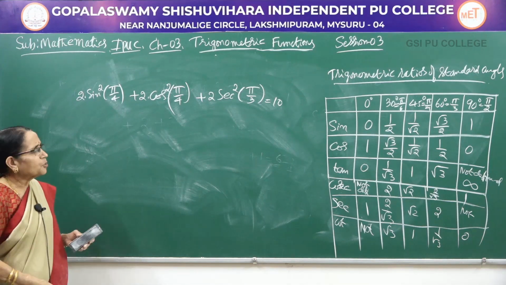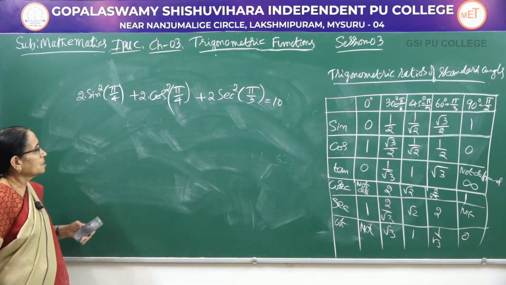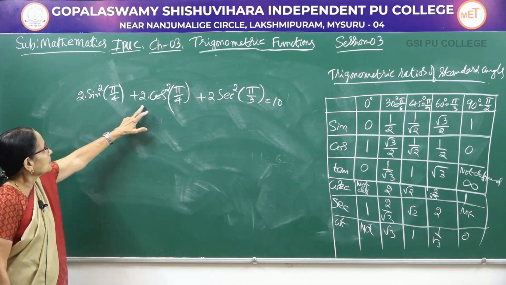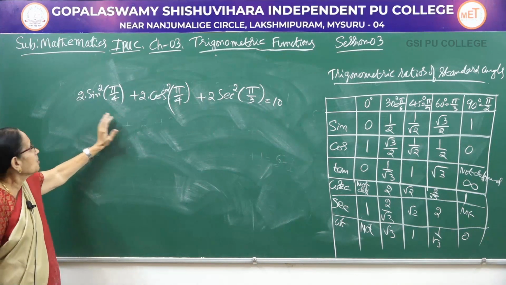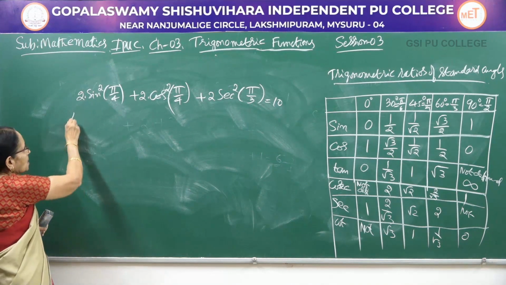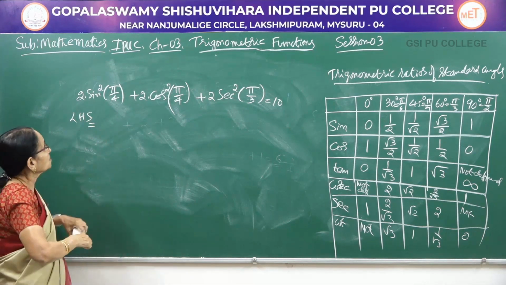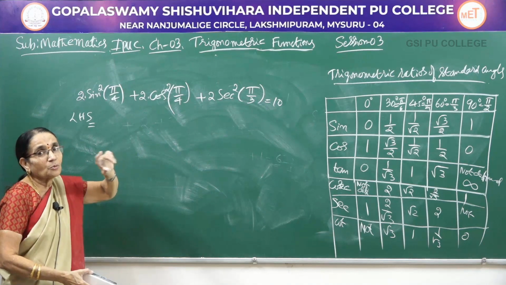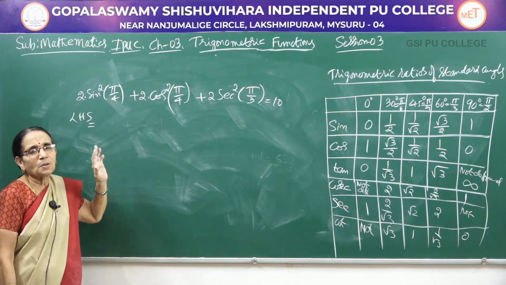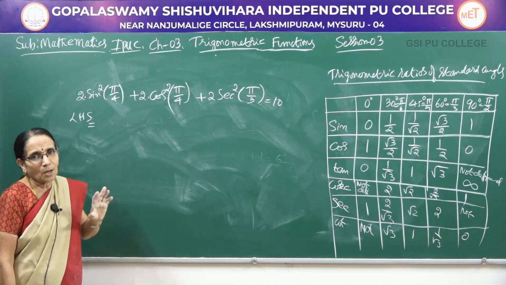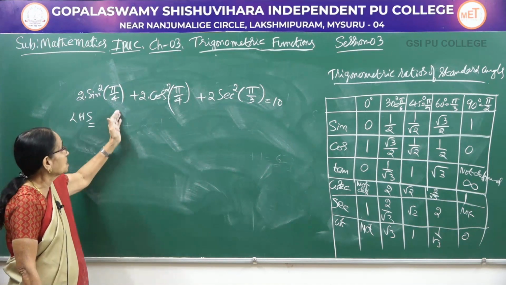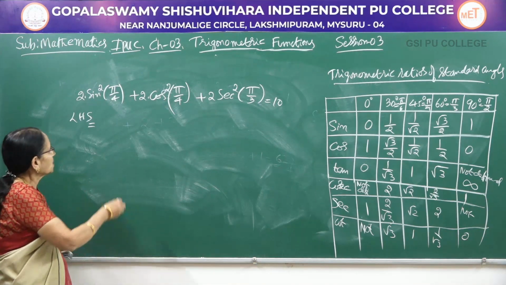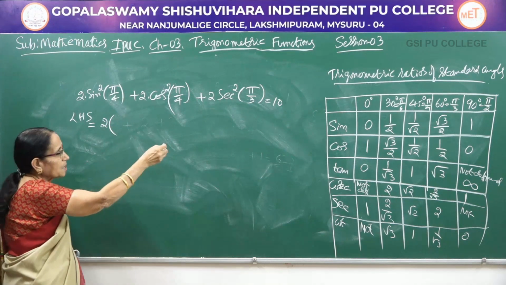See, if you think a little bit, we can solve this problem in a simpler way. Look here, both of them have 2 as a coefficient. If you take out 2 as a common factor from the left hand side, sin square pi by 4 plus cos square pi by 4. In today's session, I gave you the first identity: sin square theta plus cos square theta is equal to 1. If you think about that, you can simplify the problem in one step less. Otherwise, you just solve it by looking at the values.